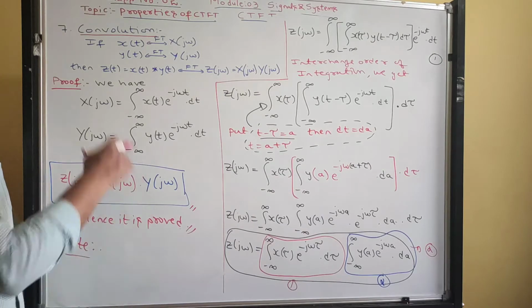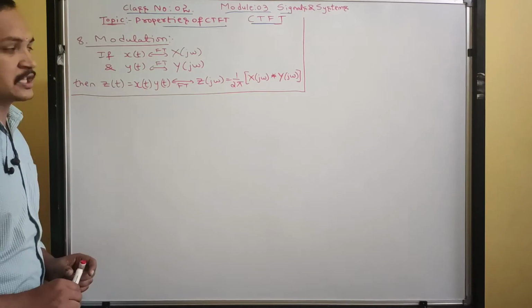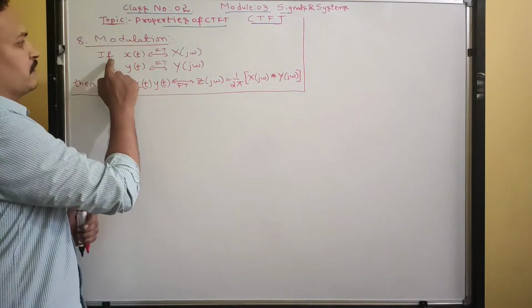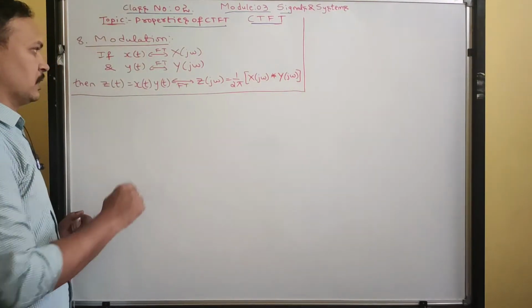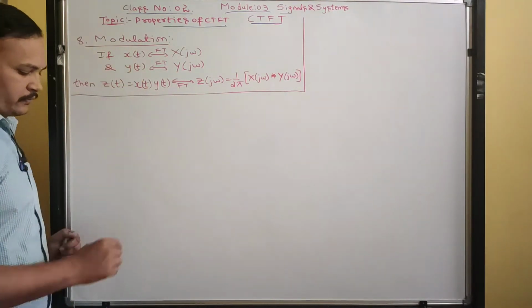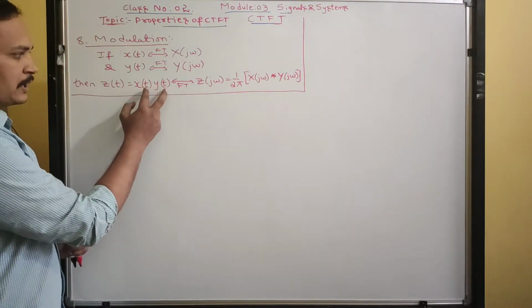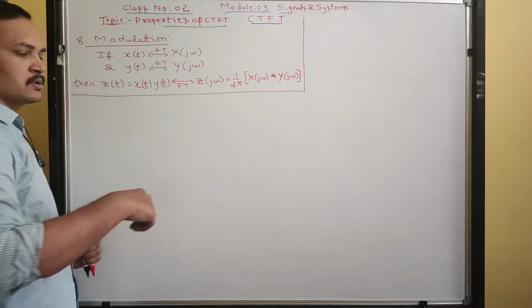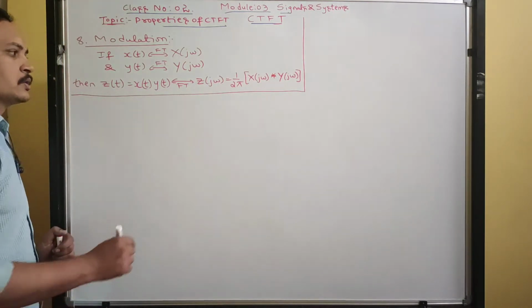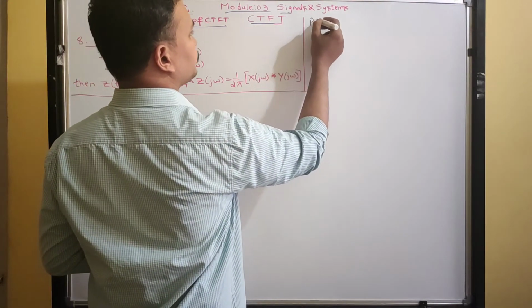Next we will do the modulation property. Okay guys, the next property is the modulation property. What it states: if x of t has Fourier transform x of j omega and y of t has Fourier transform y of j omega, where both x of t and y of t are non-periodic signals, then multiplication in the time domain results in convolution in the frequency domain in its Fourier transform. Okay, so we need to prove this. I'll start the proof here.